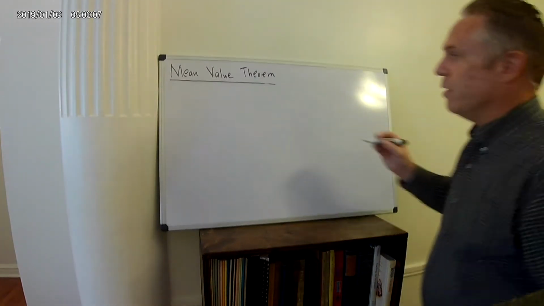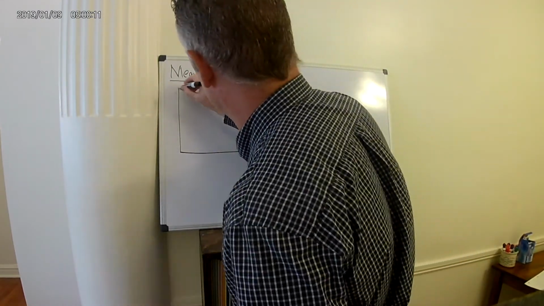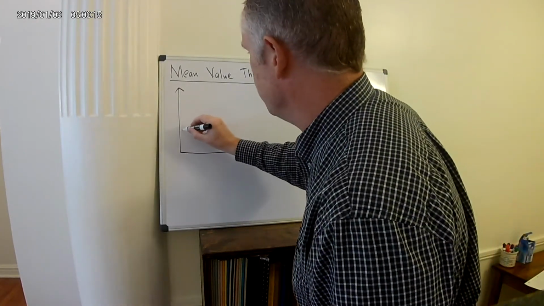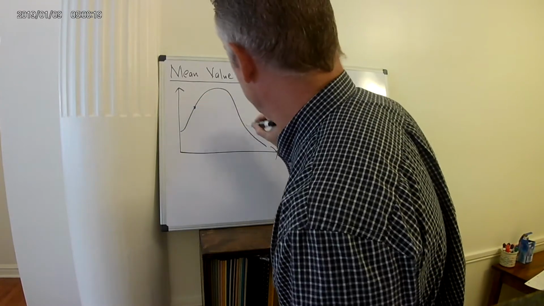And what we can do is create a graph of this. Let's pick just some random function, a function that goes like this, goes down like that. We're going to pick 2 points, A and B.